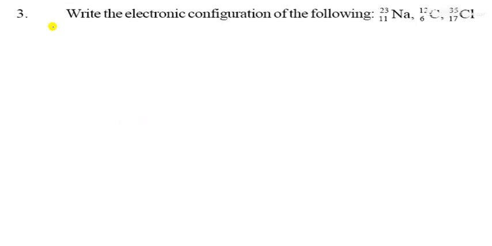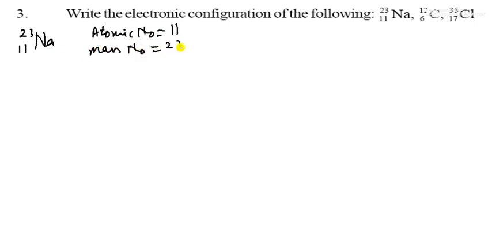Now come to the third. Write the electronic configuration of the following: sodium 23. Electronic configuration. So 23 and 11, that is sodium. Now you can see here the atomic number is 11 and the mass number is 23.